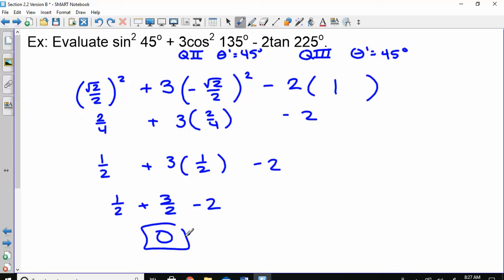So I could ask you to just evaluate some of these expressions, and all you're doing is plugging in the value for each angle. So far, so good? Okay.